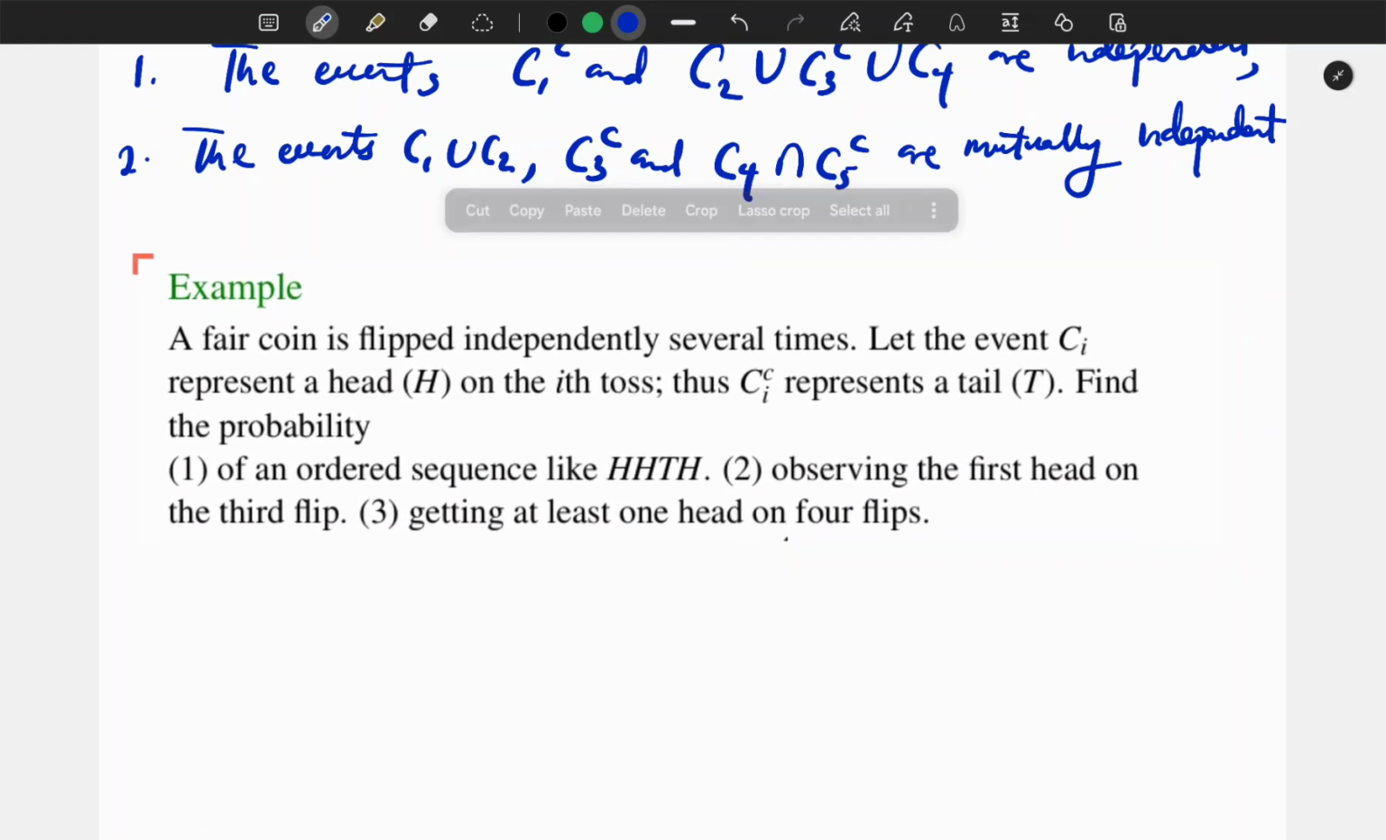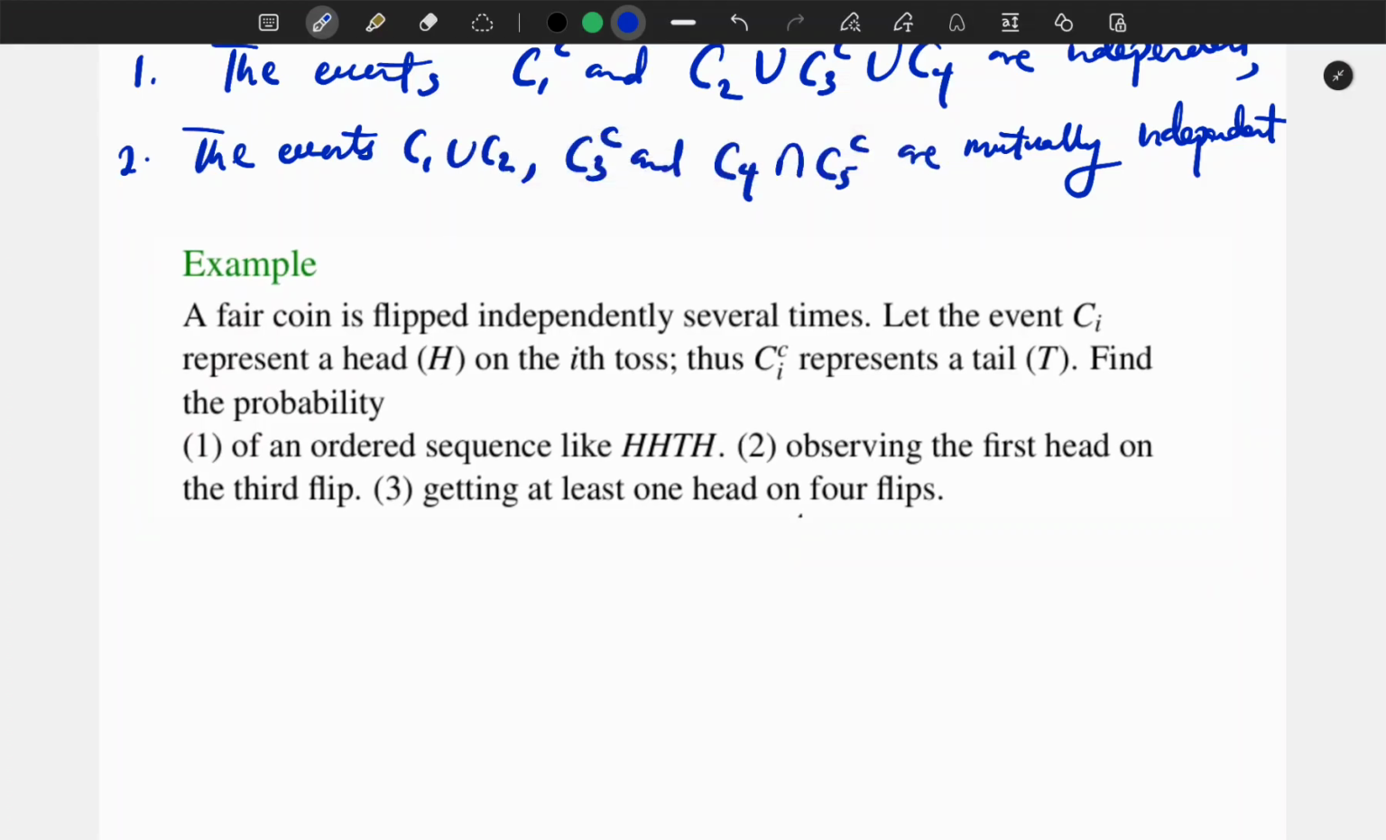If a coin is flipped independently several times, let the event Ci represent a head on the ith toss. Thus Ci complement represents a tail. So you have to find the probability of, one, an ordered sequence like H, T, H, and two, observing the first head on the third flip, and then getting at least one head on 4 flips. So let's check the solution of this.